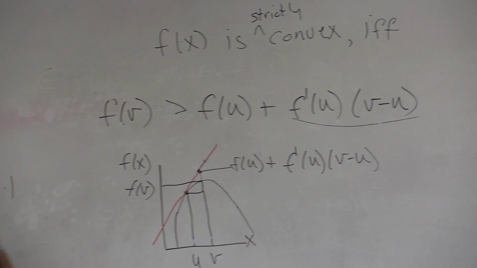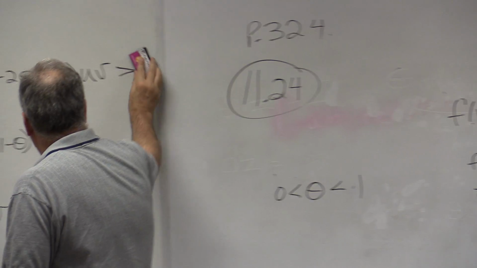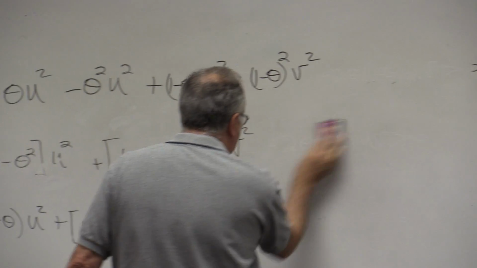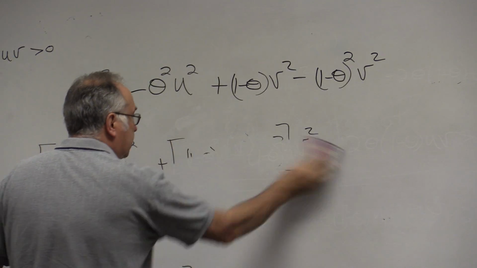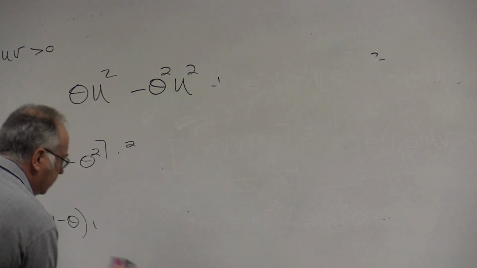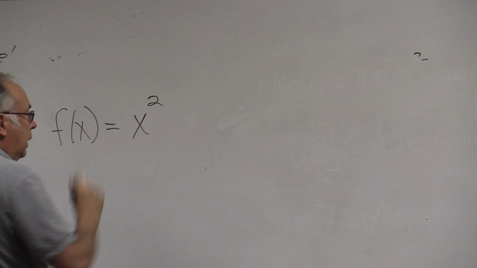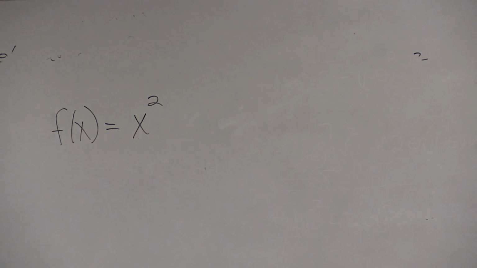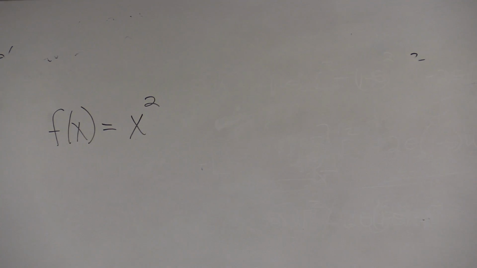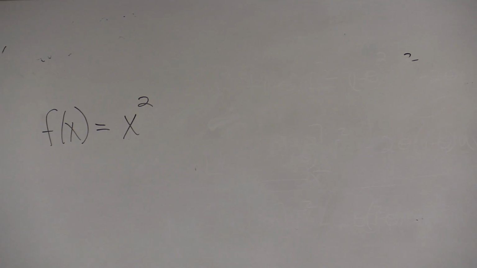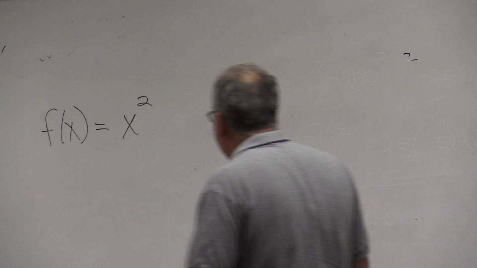Let's consider the example we just did: y equals x squared, or f of x equals x squared. In this case, we want to use this formula right here. We suspect, based on our earlier results, that this function is strictly convex. So, what is f of u and f of v again?